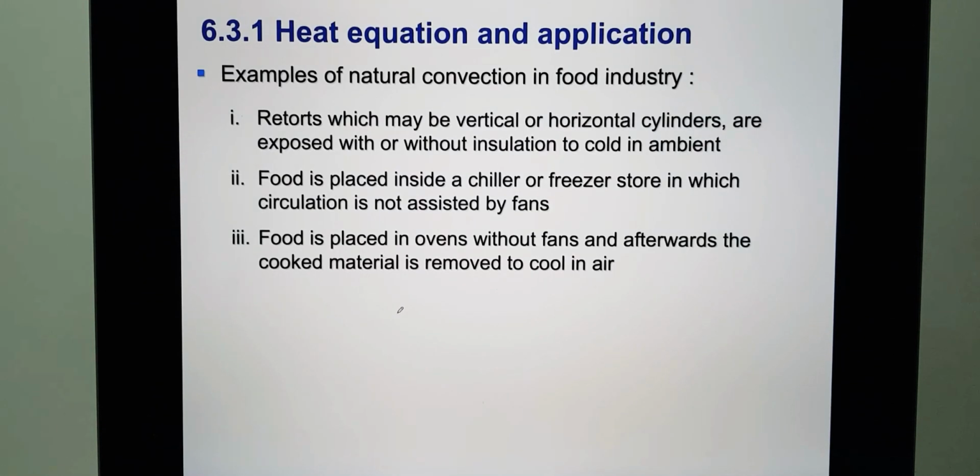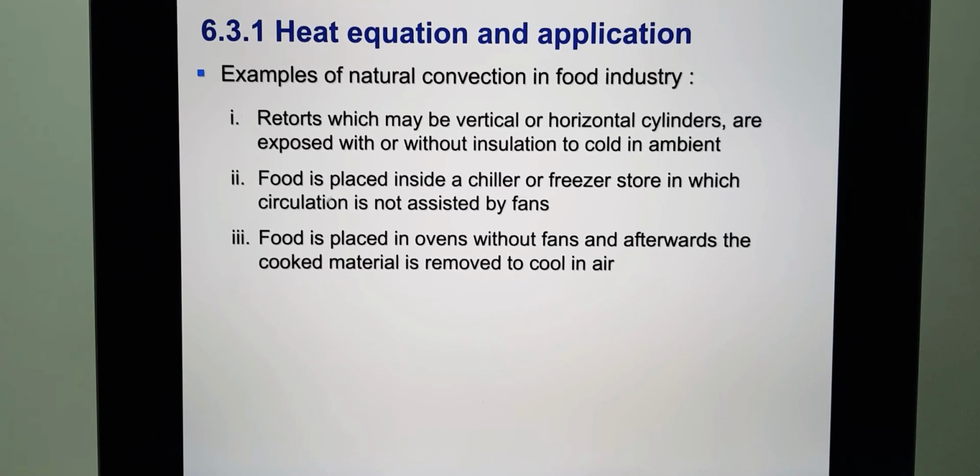Right, now we move on to heat equation and application. Examples of natural convection in the food industry. For convection, we have two types of convection, if you remember. For natural convection, the retorts, which may be vertical or horizontal cylinders, are exposed, with or without insulation, to cool in ambient temperature.